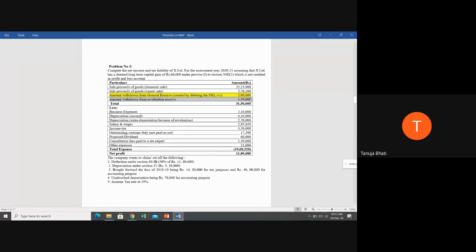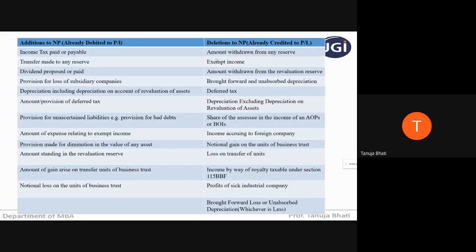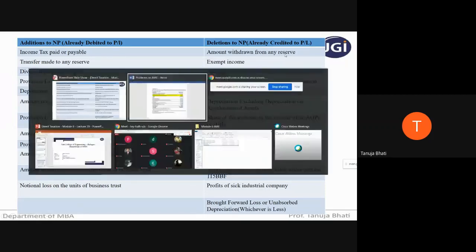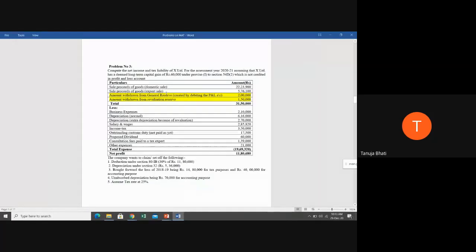So tell me students, when an amount is withdrawn from any reserve, will you add it to the book profit or will you minus it from the book profit? You will deduct it from the book profit, because in deletions to net profit, the number one item is amount withdrawn from any reserve, let it be revaluation reserve or general reserve. But remember students, when you're taking amount withdrawn from revaluation reserve, make sure that the amount does not exceed the extra depreciation because of revaluation.